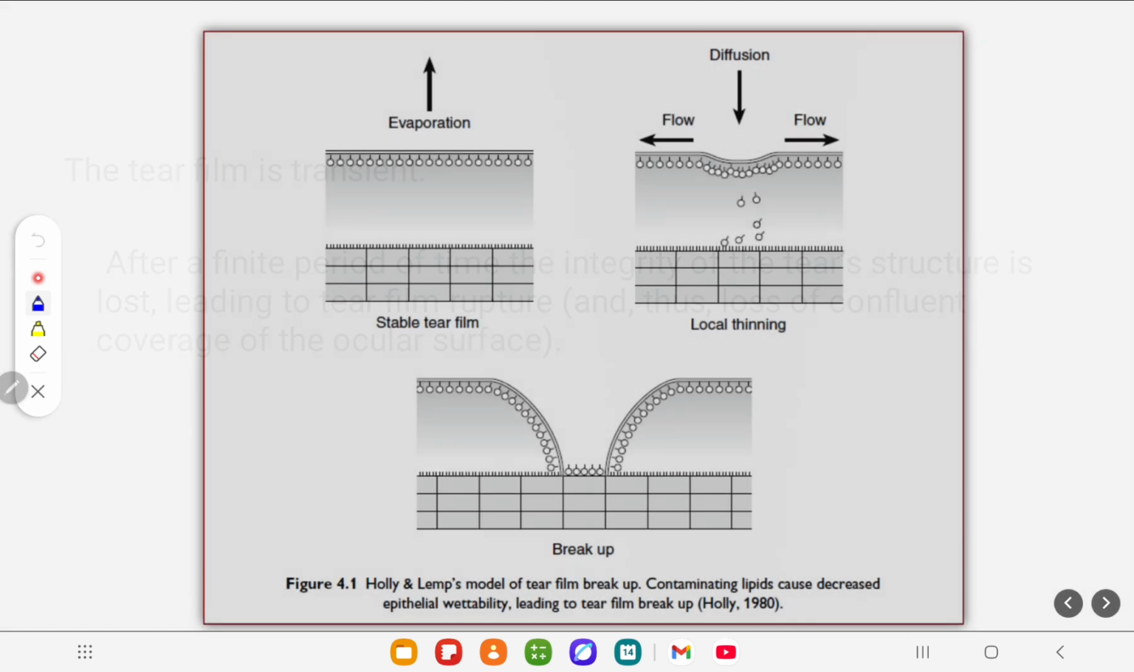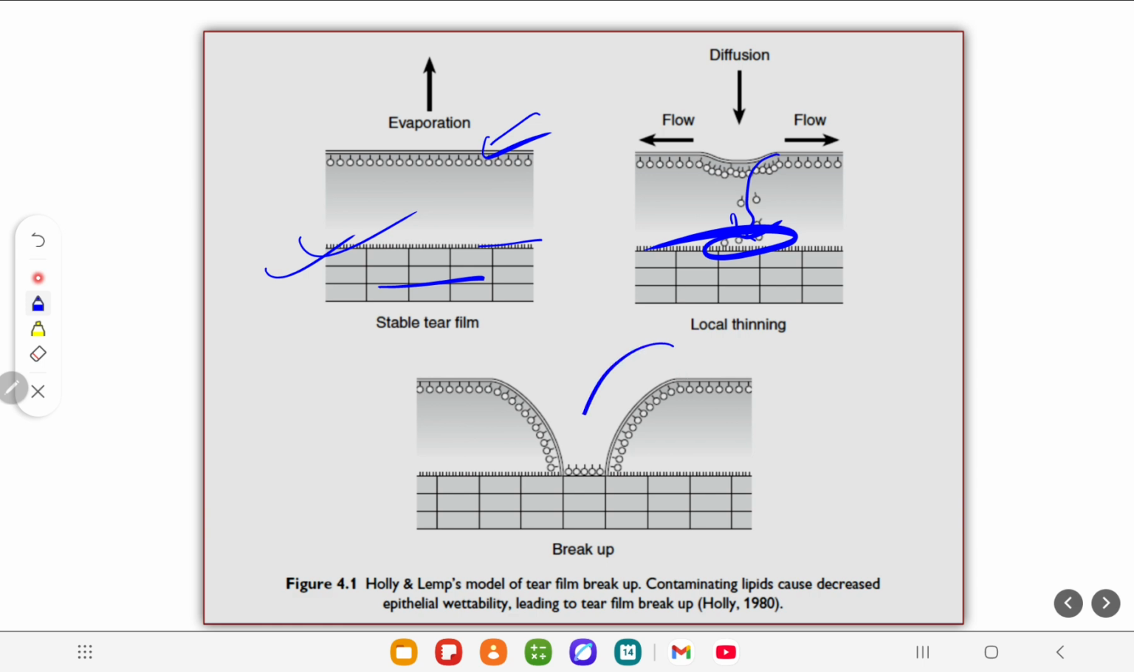One of the famous concepts of tear breakup, how this happens: this is a normal state, so everything is good. Here is the epithelium, the villi, the aqueous layer and mucin layer, and superficially the lipid layer. After some time diffusion occurs, and the lipid gets down to the mucin layer, and when it attaches to the mucin layer villi, the tear breaks up. That's the Holly and Lamp model of tear breakup.